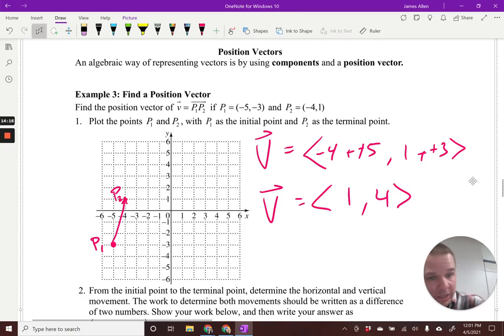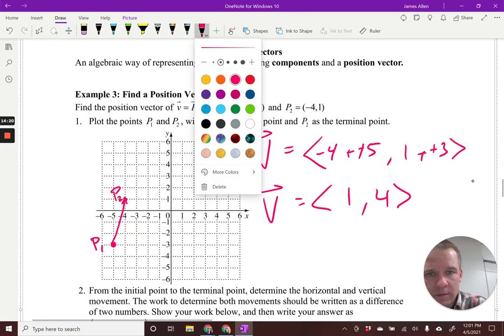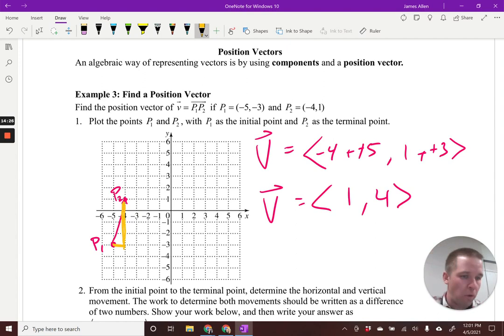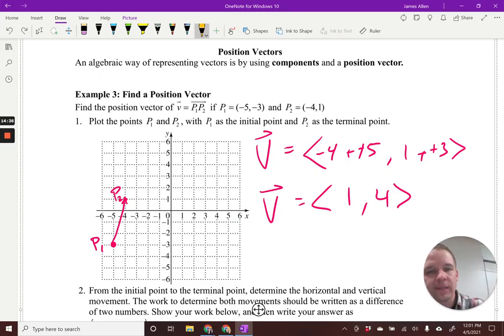Now, let's take a look at it graphically. I went over 1, up 4. That checks out, right? From my initial point to my terminal point, I went to the right 1. I went up 4. Boom. Awesome. Fantastic. I like it.